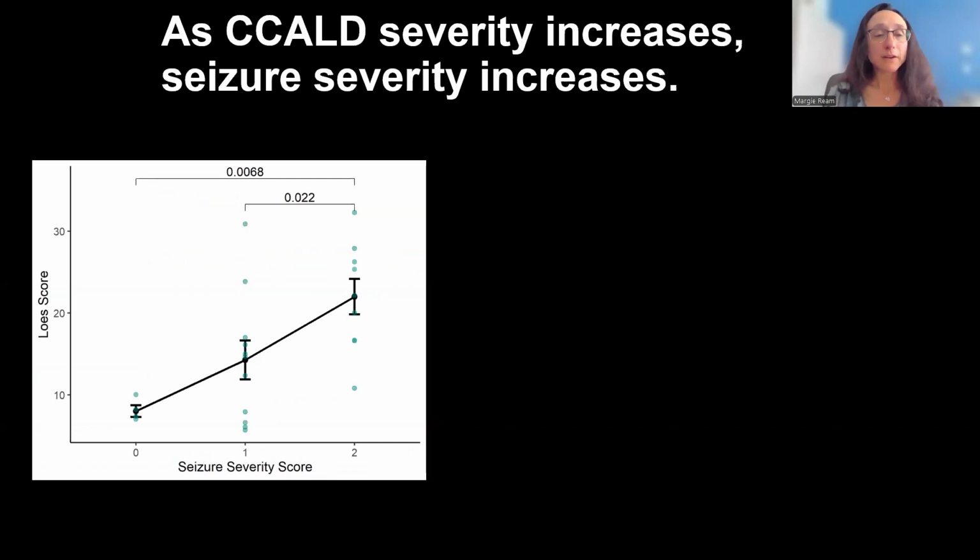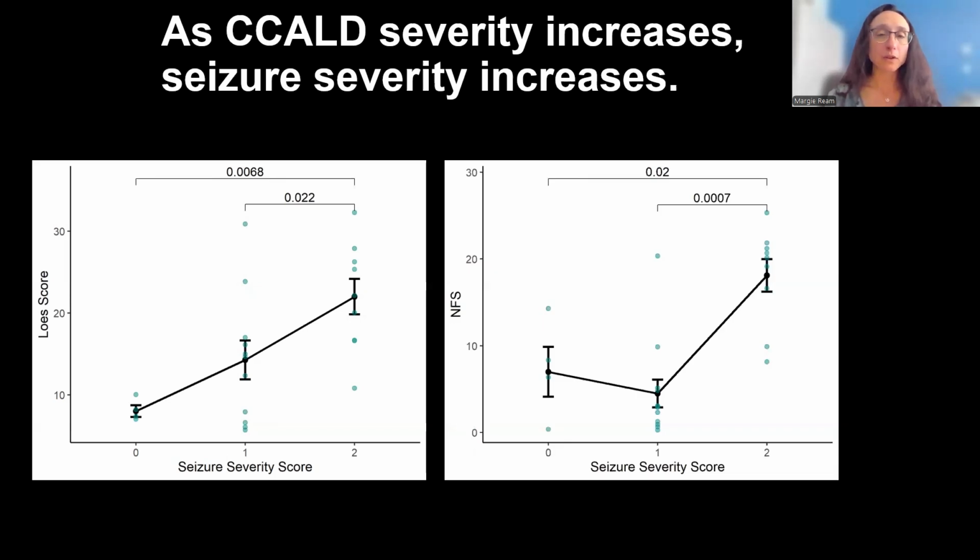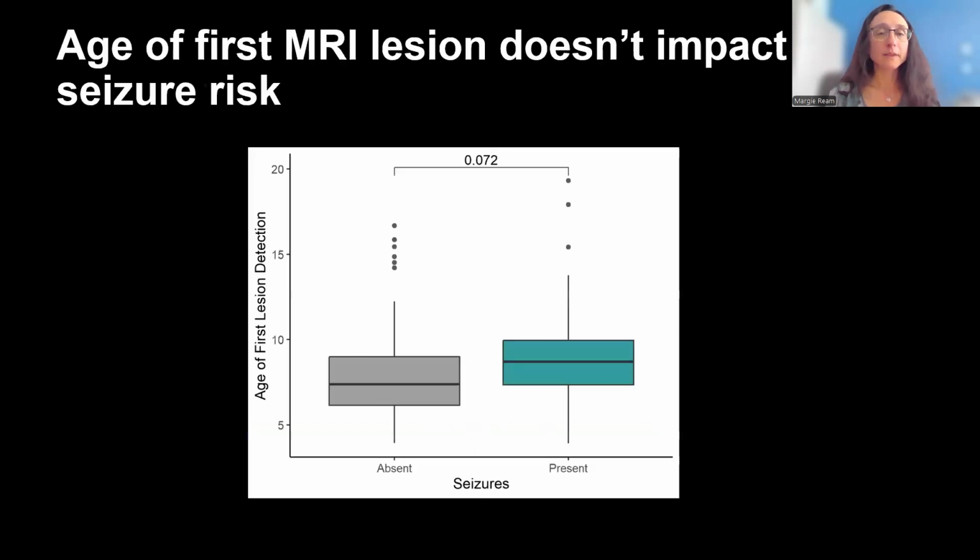So when we look at seizure severity, it correlated very closely with LUS score severity and correlated with the neurologic function scale. So seizure severity increases with disease severity in childhood cerebral ALD. Finally, we wanted to know if the age of the first onset of the first MRI lesion impacted the risk of seizures, with the idea that if MRI lesions developed earlier, there would be higher risk of seizures. But that actually did not turn out to be the case. The age at first MRI lesion detection was similar between those with and without seizures. What was most important was how severe those lesions were.